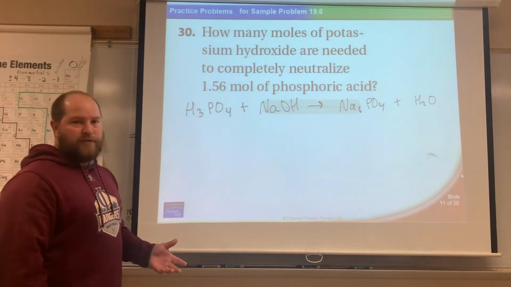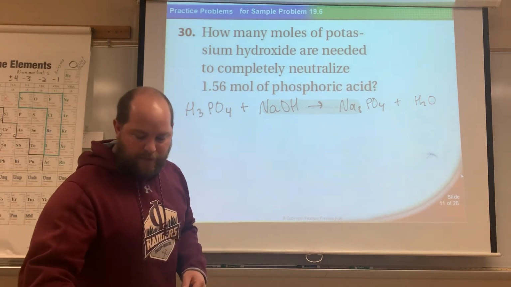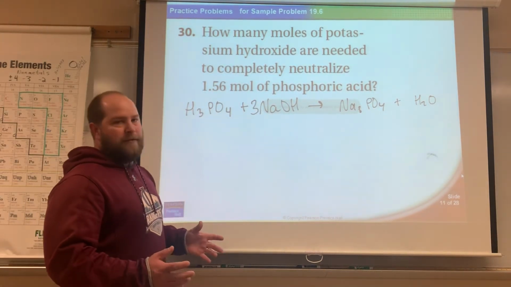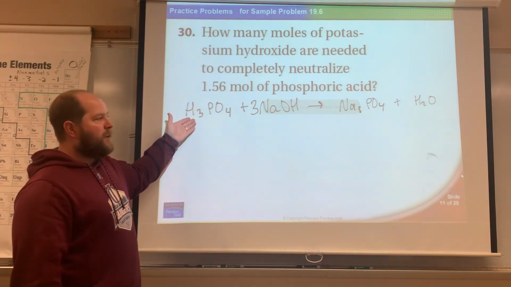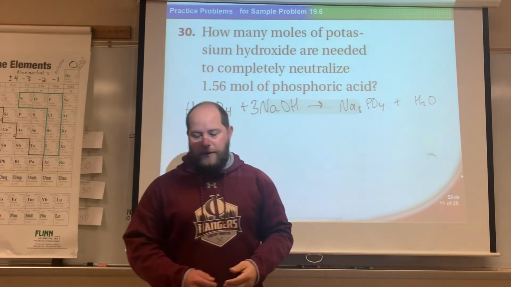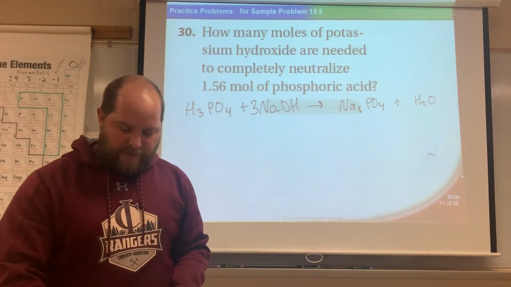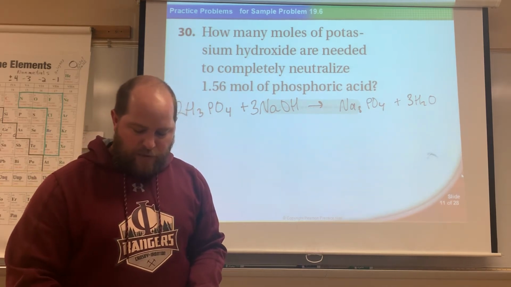Then I like to look for those red flags. I have 3 sodiums over here, so I definitely need to put a 3 here. The other red flag is that I have 3 hydrogens here and 2 over here, so I have that odd number. Let's make them both a 6. So let's put a 3 here, jump over here, put a 2.